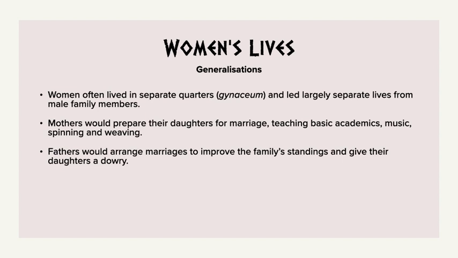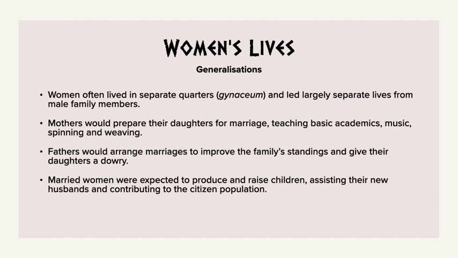So they'd be wanting to make a really good connection through marrying off their daughter, and they would have to provide their daughters with a dowry, which can make having a daughter less attractive because you've got to pay to get rid of her, so to speak. Once women were married, they were expected to produce children and raise them to be heirs for their husband and new citizens for their polis.